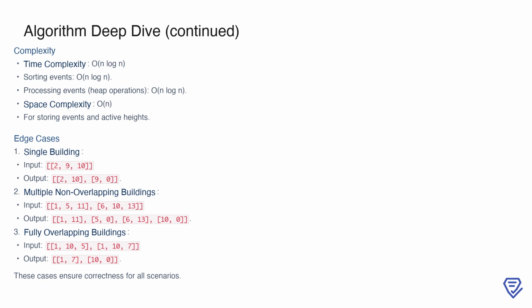To ensure the algorithm handles all scenarios correctly, we consider several edge cases. For a single building, the output consists of two key points, one marking the start of the building's height and another marking the return to ground level. For multiple non-overlapping buildings, the key points alternate between the start and end of each building. For fully overlapping buildings, the skyline reflects only the tallest building, with key points marking its start and end. These cases demonstrate the algorithm's ability to handle diverse inputs while maintaining correctness and efficiency.